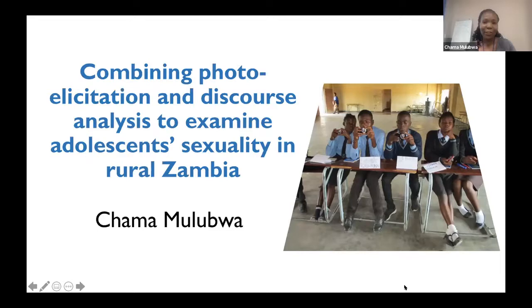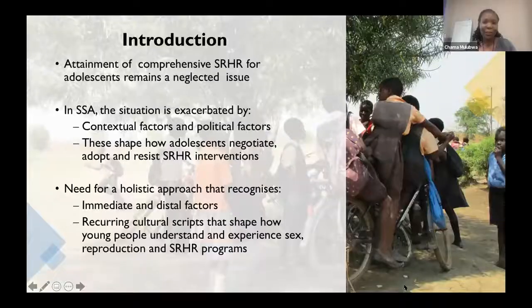This is often a neglected issue, and more so in sub-Saharan Africa, where contextual factors such as religion and traditions affect adolescents, and also political factors, as political systems are weak. So we find that these factors tend to shape how adolescents negotiate, adopt, or even resist sexual reproductive interventions that are offered to them.